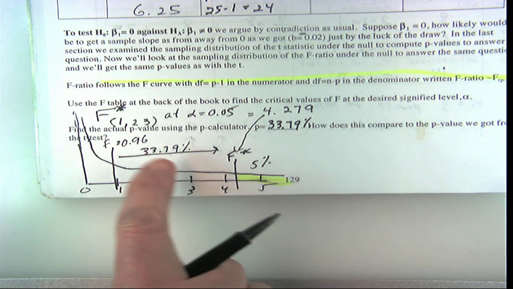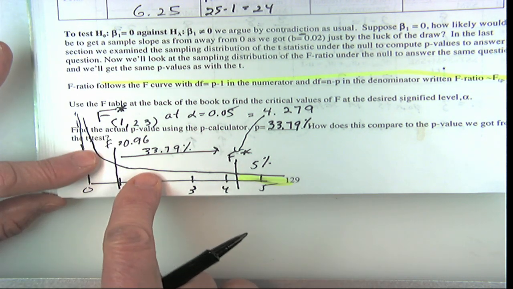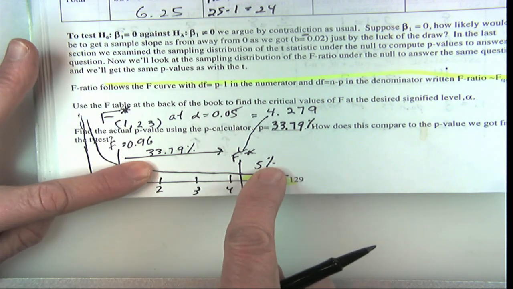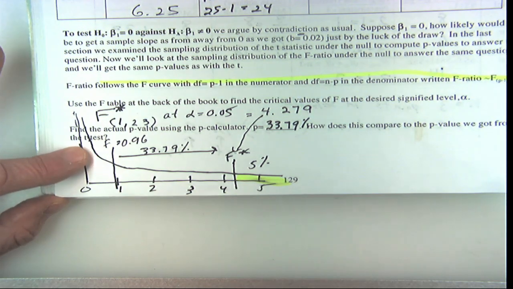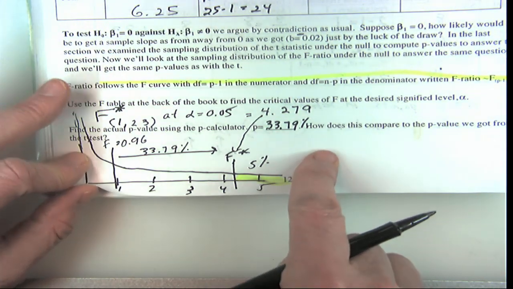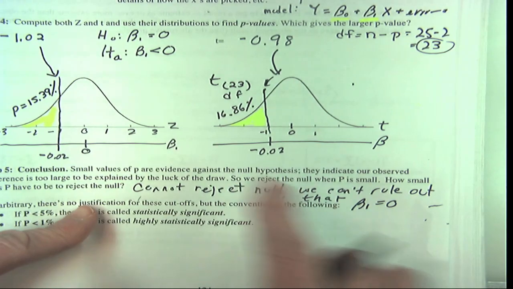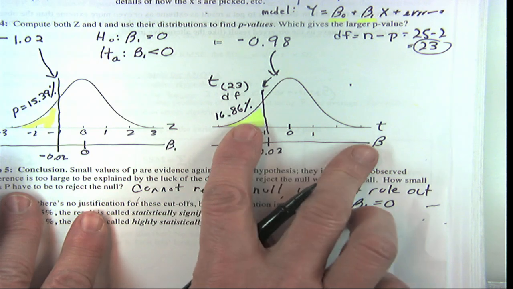Hold on one second. I just want to fill this in a little bit more to make sure you understand what's going on. So this was almost 1. This whole thing is our p-value here. Now we're going to compare this to the p-value we got from the t-test. Let's go back to our previous page, page 123. On page 123 from the t-test, we got this p-value right here.